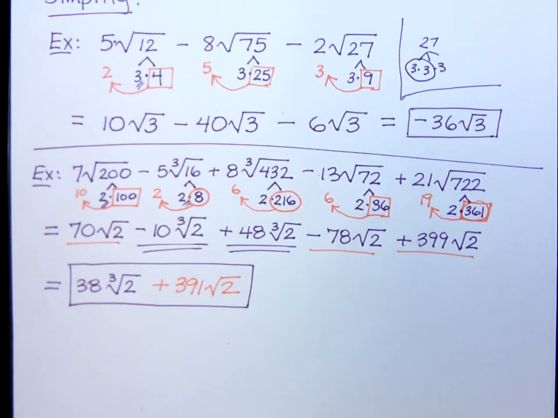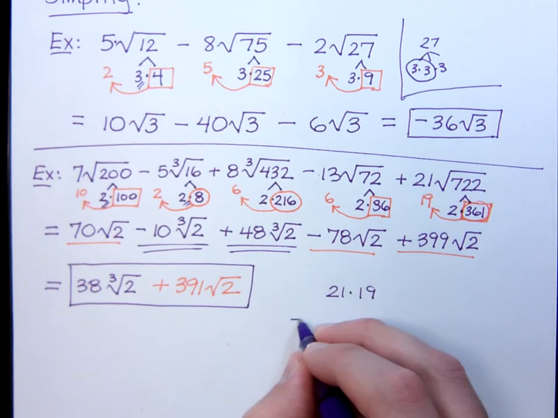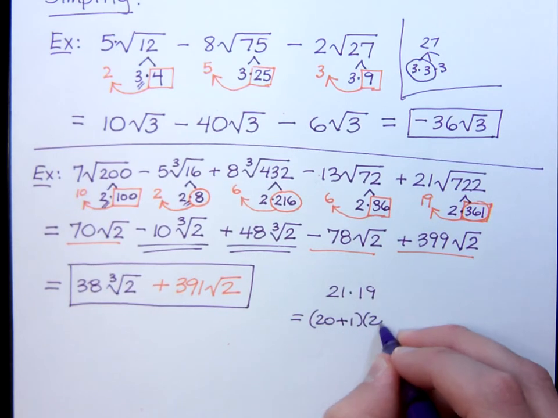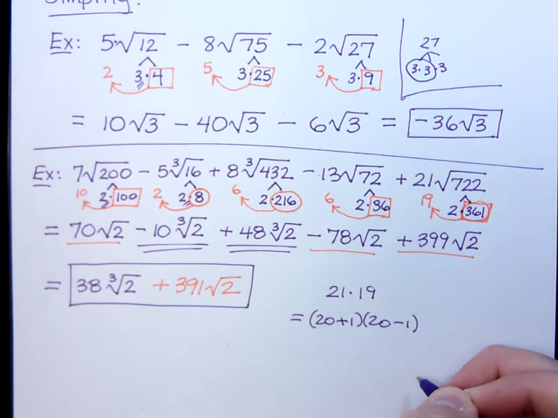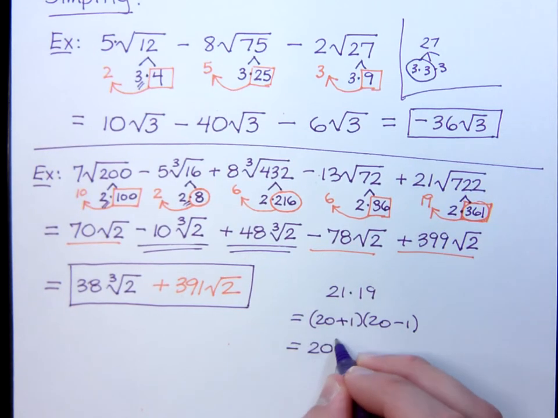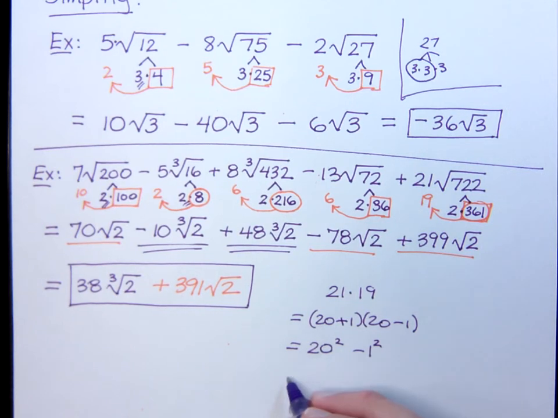Now, let me show you something neat about 21 times 19. Do you all agree that 21 is 20 plus 1? Yes. And that 19 is 20 minus 1? And isn't that the difference of squares? Wouldn't that be 20 squared minus 1 squared? Check this out. You know what 20 squared is because it ends in 0. It's a nice number. That's just 400 minus 1, and you get 399. Mind blown.